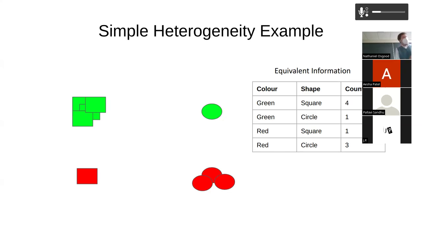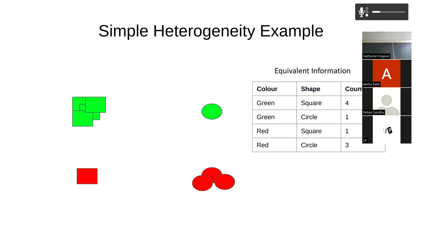We could summarize that information, if that's all we wish to keep track of, with a little lookup table like this. Based on color, if we're concerned about green squares, there are 4 of them. Green circles, there's 1. Red squares, there's 1, and red circles, there are 3.